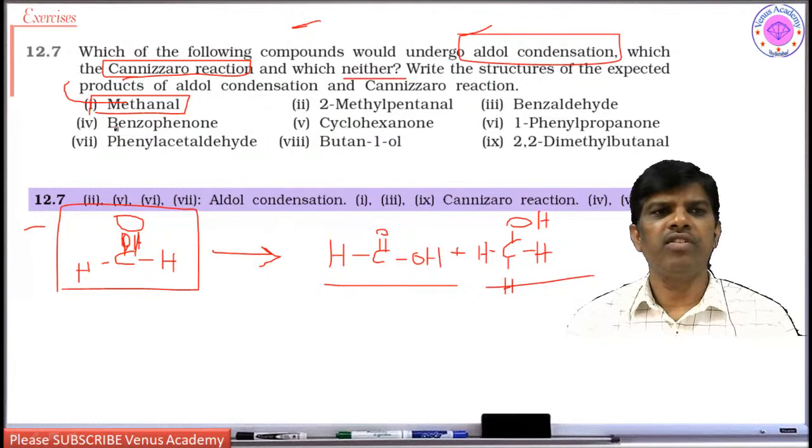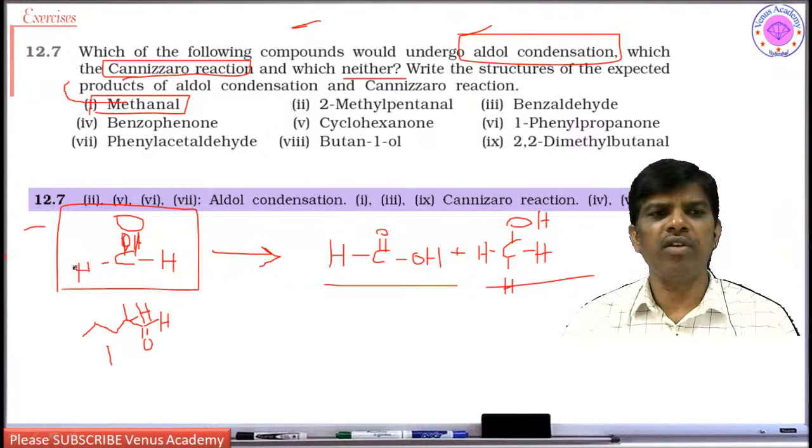The next one is 2-methyl pentanal. Let us write 2-methyl pentanal: 1, 2, 3, 4, 5, pentanal. So no doubt, 2-methyl, let us write the 2-methyl group. So is there any chance? Yes, it is having alpha hydrogen, so it can undergo aldol reaction.